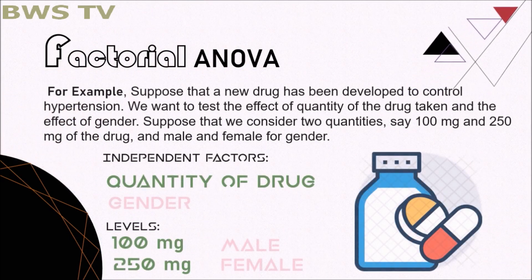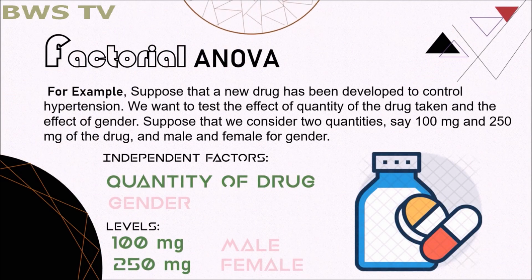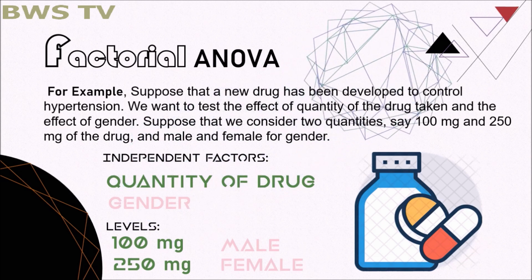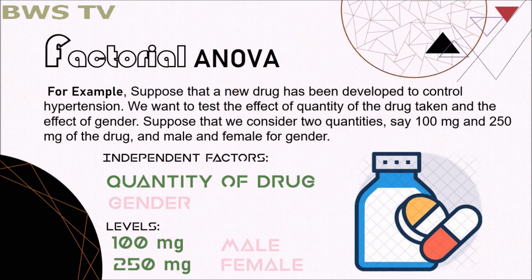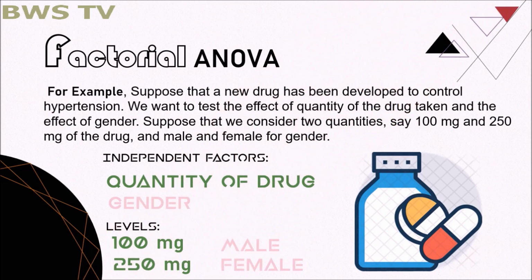So for example, suppose that a new drug has been developed to control hypertension. We want to test the effect of quantity of the drug taken and the effect of gender. Suppose that we consider 2 quantities, say 100 milligrams and 250 milligrams of drug, and male and female for gender. Here, our independent factors would be quantity of drug and gender, while our levels would be 100 milligrams, 250 milligrams, male and female.